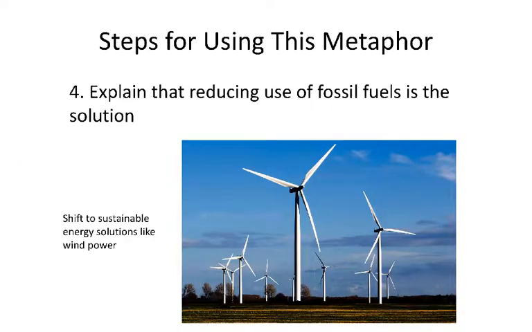And then just like before, you always want to end with solutions. What you would close with when you're using this rampant versus regular CO2 metaphor is to explain that reducing the use of fossil fuels is the solution. If the problem is that we have too much carbon dioxide, the solution is to emit less of that carbon dioxide. We do that by reducing our use of fossil fuels. And again, we can accomplish that by shifting to sustainable energy solutions like wind power, which is what's shown here in this image.